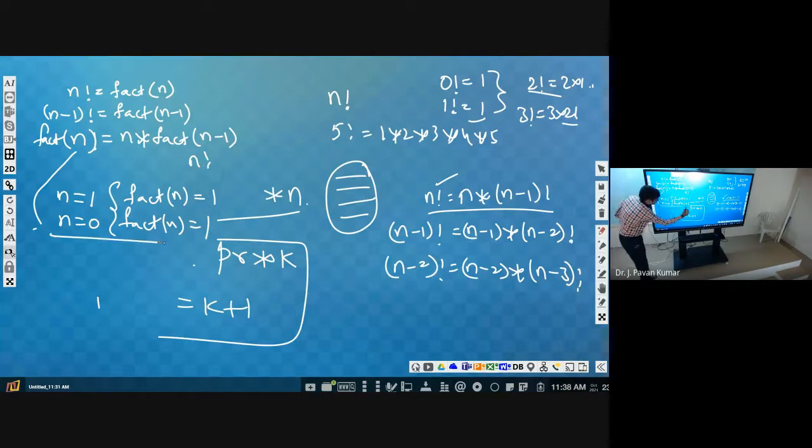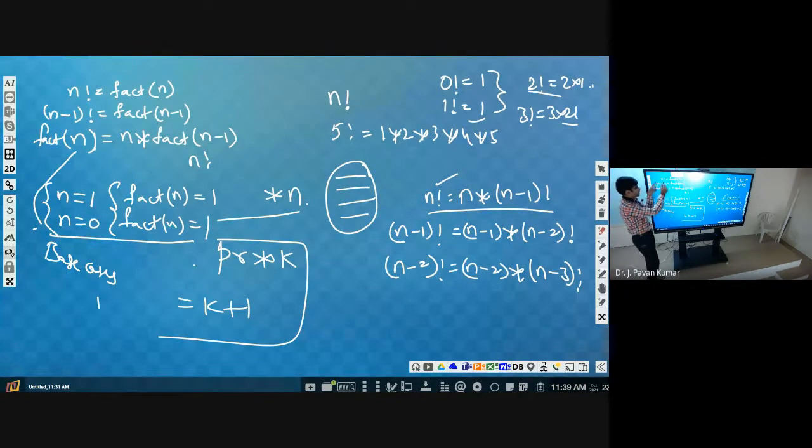If we don't know this, can we calculate fact of any number? We cannot. We keep on substituting: n factorial equals n into n minus 1 factorial, n minus 1 is n minus 1 into n minus 2, n minus 2 is n minus 2 into n minus 3, and like that we keep on continuing. Up to what extent we have to repeat, we don't know, because we will not arrive at a certain value. So we need to have these kinds of cases, which we call base cases.